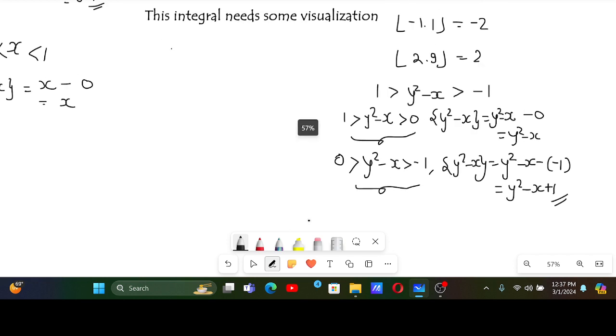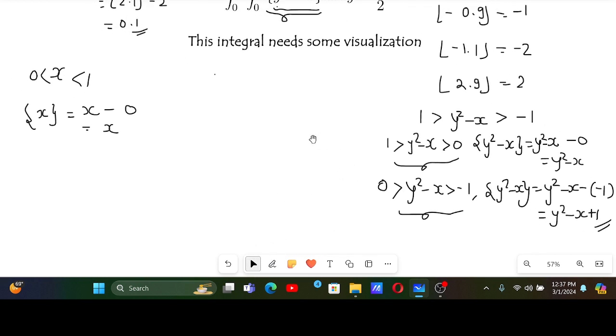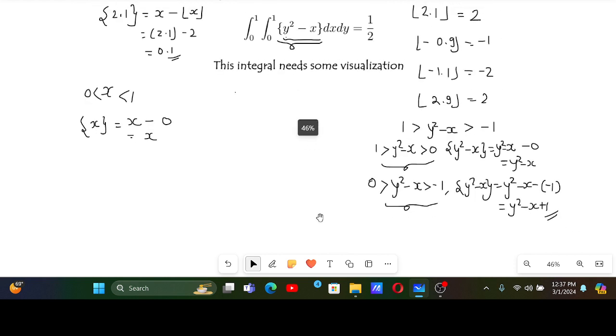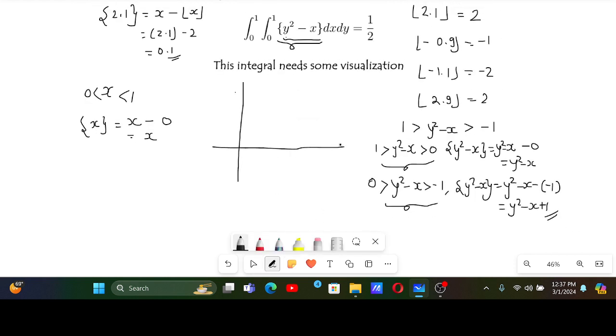So now we have to basically break the total region. Our region we need to integrate over is from 0 to 1 in x also, and in y also from 0 to 1. So basically we need to break this region into two regions. One of them where y square minus x lies between 0 to 1, and the other where it lies between minus 1 to 0. And then use two different definitions and integrate.